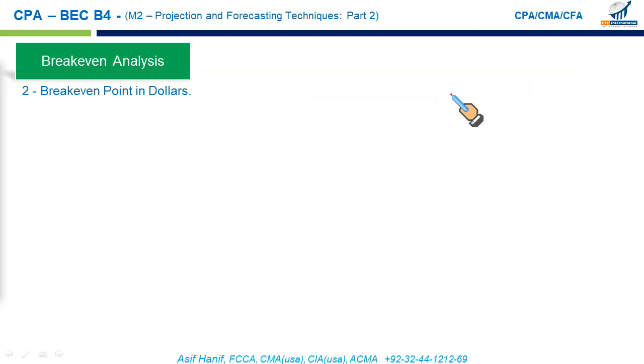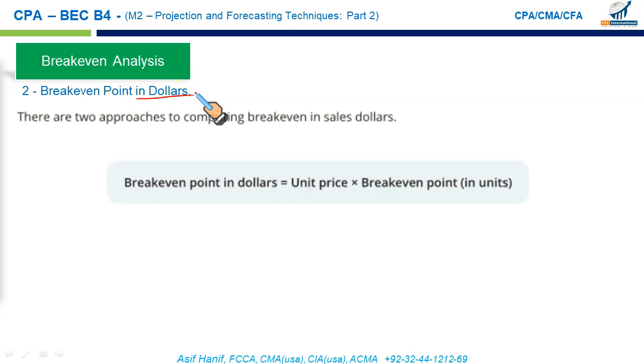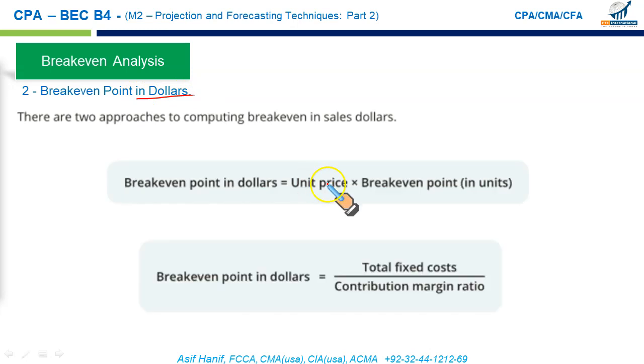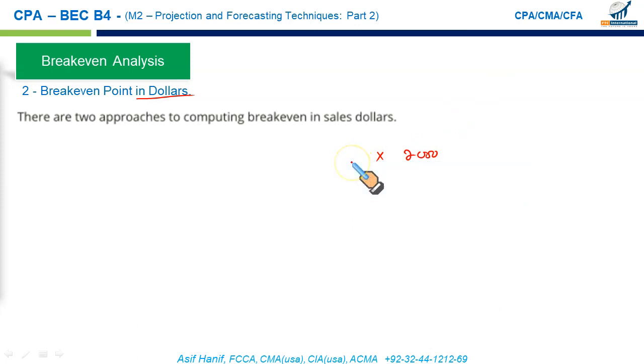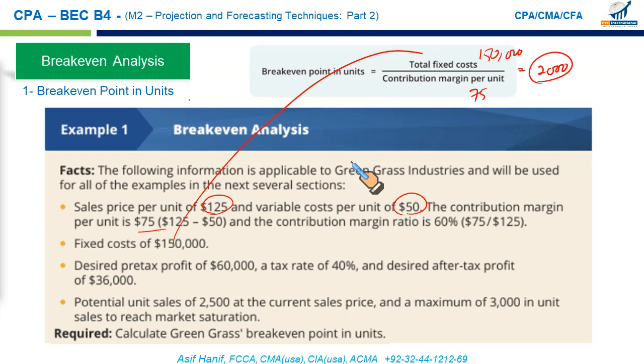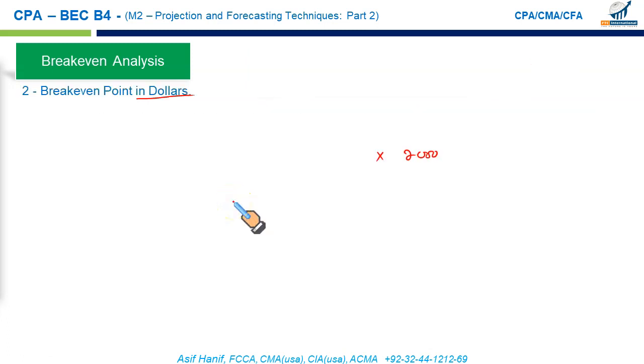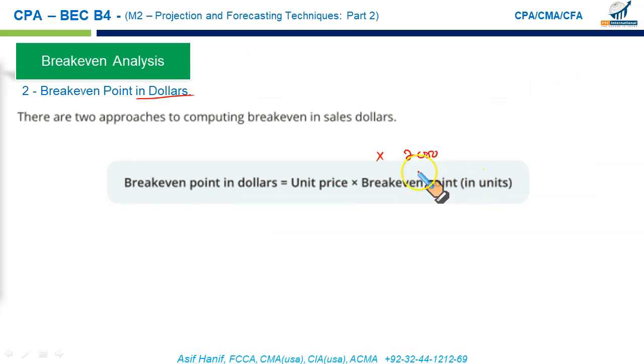You need to sell 2,000 units to achieve break-even, where your total revenue will be equal to total cost. Next point here is the break-even point in dollars. That is the break-even sales revenue. There are two ways we can do it. The first one is to simply multiply the break-even quantity we have just found in the previous part with the unit price. Unit selling price was 125. So you multiply the break-even point in units with the unit selling price, which gives you $250,000, the break-even sales revenue.